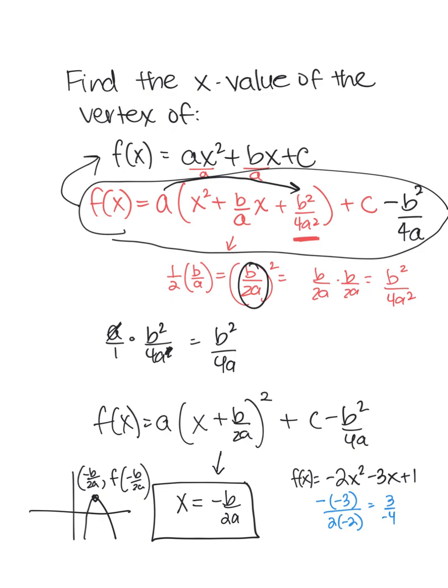And then to get the y value, all you would do is plug that negative 3/4 in for x, and you'll get the y value. Okay, so this is an alternate to completing the square. We just proved it by completing the square, but the idea is that the x, which is the x coordinate of the vertex, or the axis of symmetry equation, or the h in the hk, is negative b over 2a.